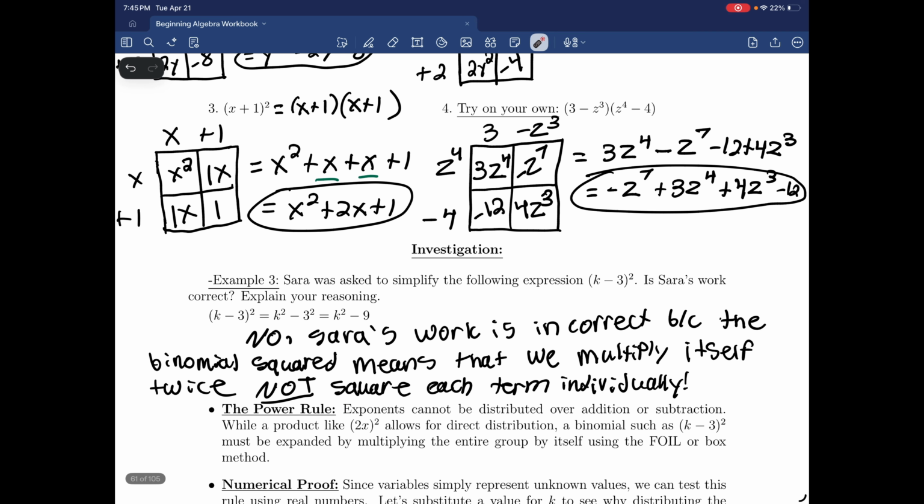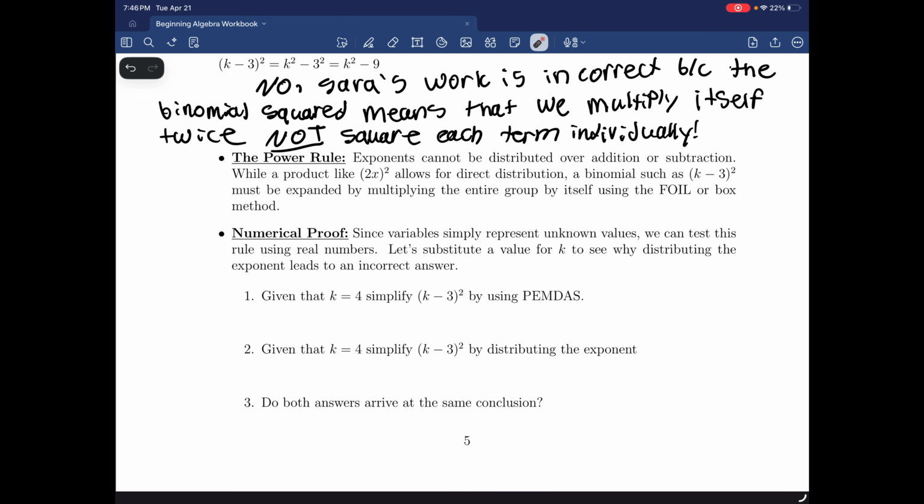And notice here, for example, when we did the work correctly, we ended up with this middle term here. And notice here, with Sarah's work, when you just distribute in the exponent, you're missing this whole middle term. So that's one way you could look at it. And we're also going to go ahead and just do a quick numerical proof.